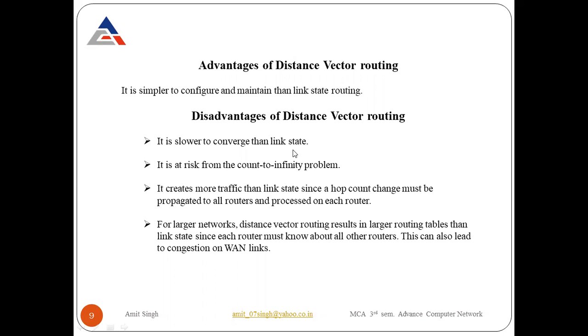Second, it is at risk from the count to infinity problem. Yes, whenever the values count to infinity, what does it mean? Suppose you have a table where no direct link from A to Z is there. No direct link means first you have to follow from A to Y, then Y to Z. So at point A, you only have the value from A to Y, but you cannot have the value from Y to Z. So in A's table, from A to Z, you can write infinity because you don't have the direct connection between A and Z.